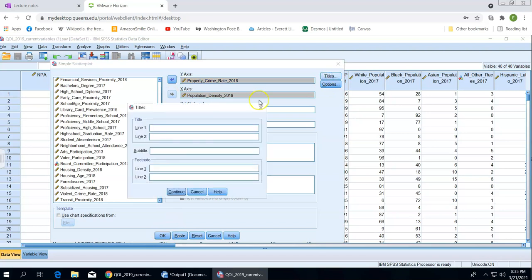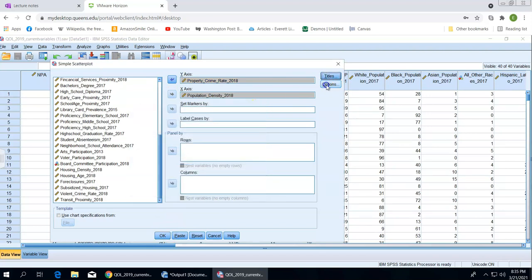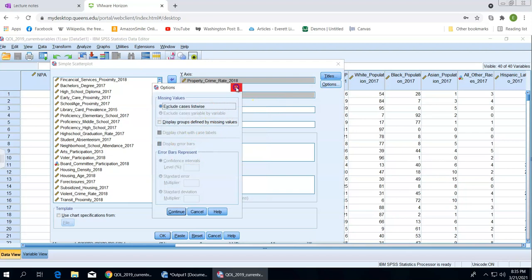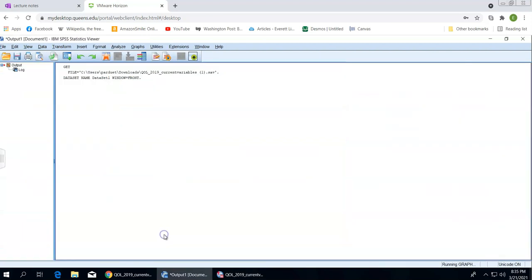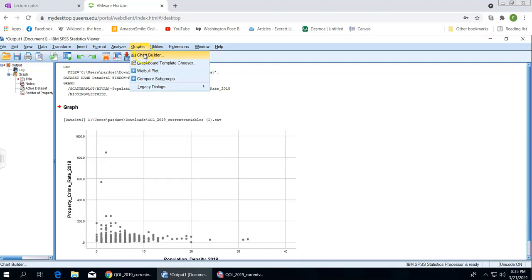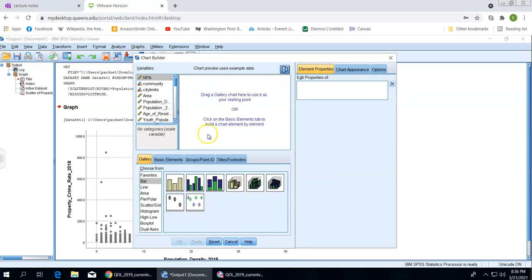Okay, and you can go in here and mess with titles and whatnot if you want to. There's some options, but I don't think we want any of those. So we'll click OK, and we get our scatter plot eventually. In the meantime, I'll show you that they do have this chart builder, which I've not really played with. I think this is what they want people to use going forward, but it looks a little bit more complicated than just using the scatter dot.